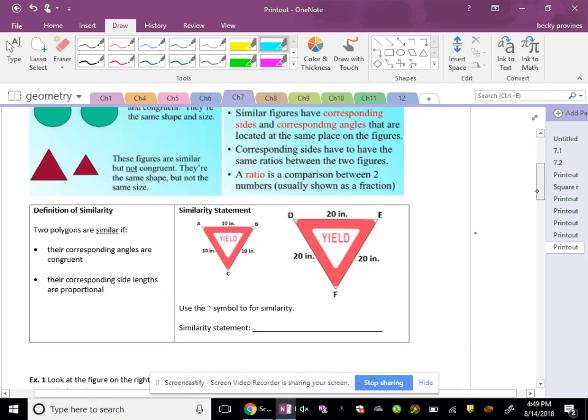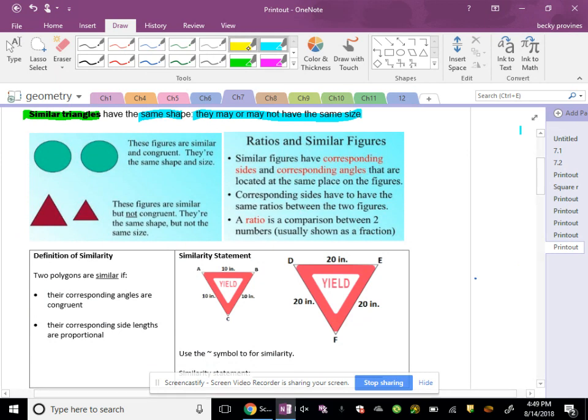So as I go through here, these circles are exactly the same. So they are congruent and they have the same size. So they are congruent. So this is the idea from last time. Now for similarity, let's look at the triangles here. These triangles, they are the same shape, but they are different in size. So that means they are showing some similarity.